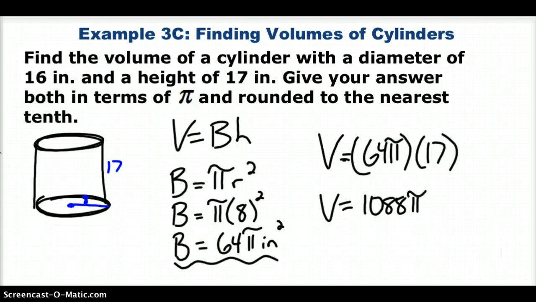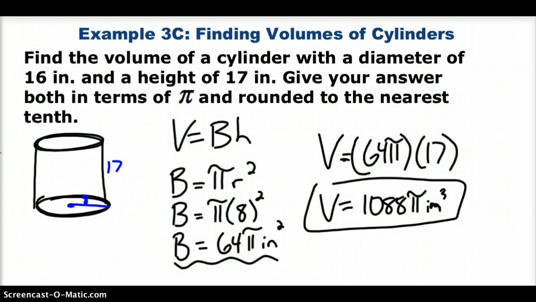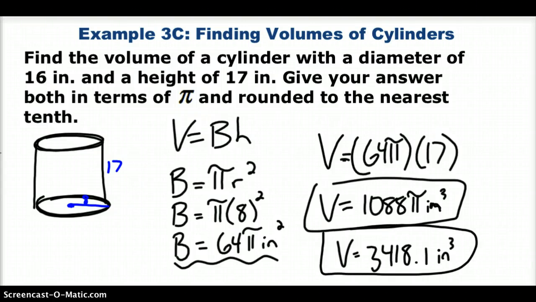I keep forgetting what units I'm working in. Cubed inches, and then we'll multiply that by pi. So this is also going to be a volume of 3,418, we'll round up, 0.1 cubed inches. Okay, again, I hope the extra examples here are helpful, guys. I think we should all feel very confident with these particular types of problems.